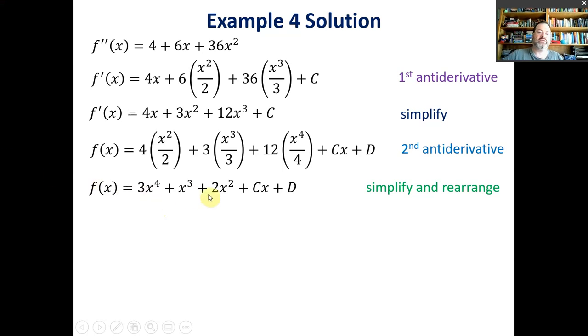So this part of the curve is known. This is unknown, and this is unknown. So it could be up or down, but also it could have parts of a line in it, right? The cx.